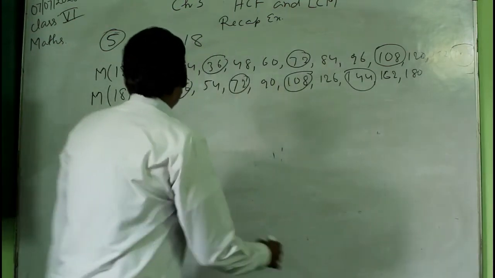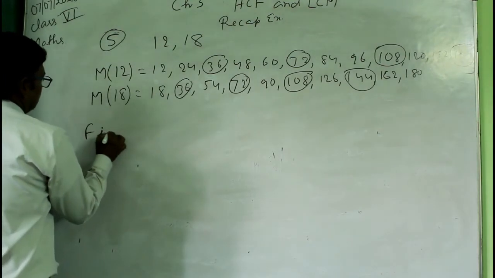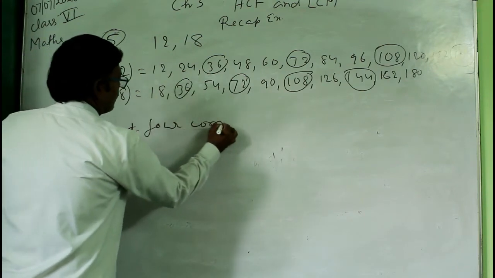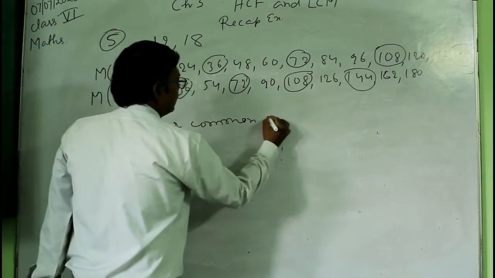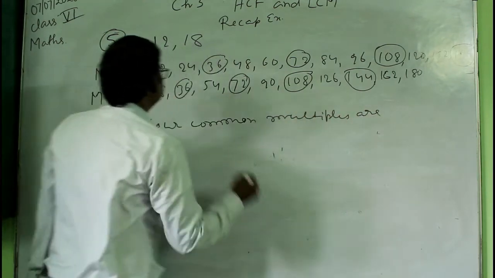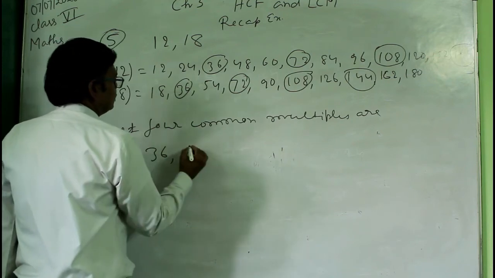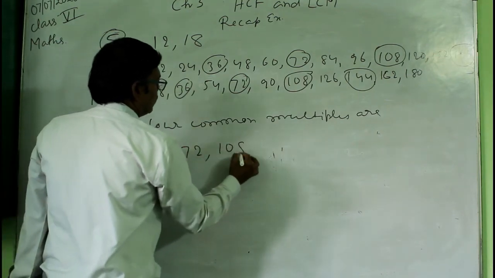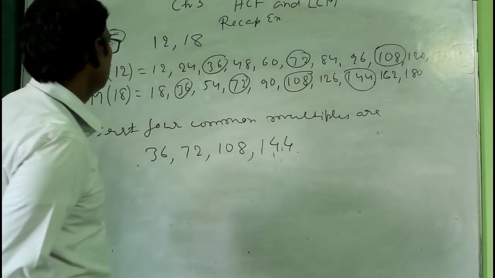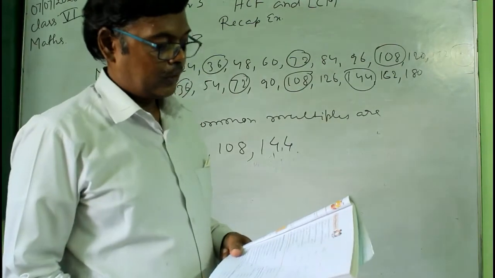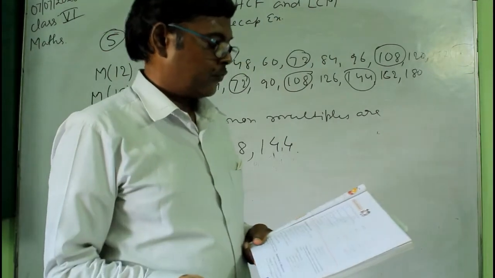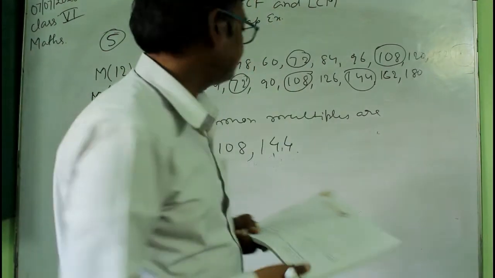So the first 4 common multiples are 36, 72, 108 and then 144. These are the first 4 common multiples of 12 and 18. And you will find the 4 common multiples for the other questions B, C and D.